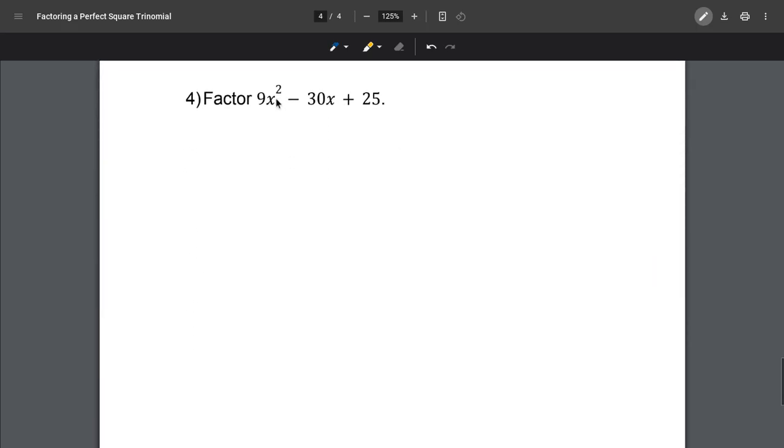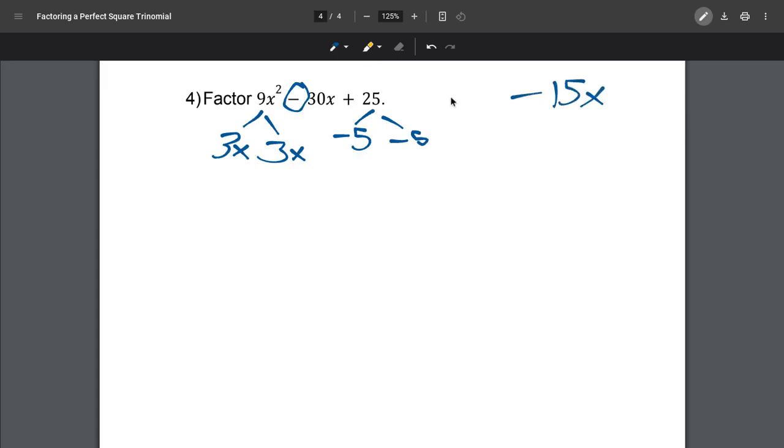All right, so this one we're factoring 9x squared minus 30x plus 25. Let's check that this is a perfect square trinomial. So the square root of 9x squared is 3x. So this would be 3x times 3x. We've got a minus here, so we would do negative 5 times negative 5. 3x times negative 5 is negative 15x. And 2 times negative 15x does equal negative 30x, our middle term. So this is a perfect square trinomial, so it should factor into 3x minus 5 squared.